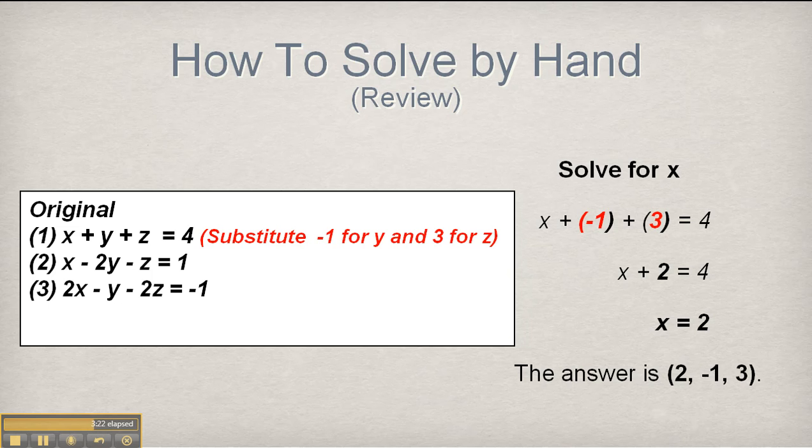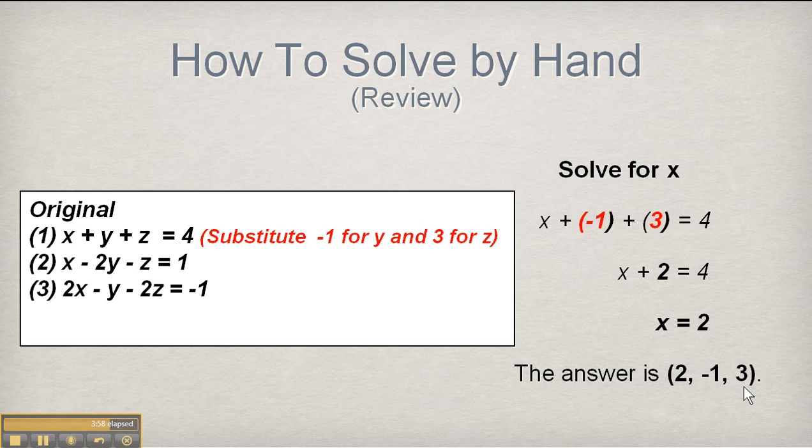Okay, now we have that z is 3 and y is -1, so we're going back to the original equations, and I just use equation 1. It does not matter which one. You can use 1, 2, or 3. We're going to put a -1 in for y and a 3 in for z. When we add those together, 3 and -1, it gives us 2. Now we'll subtract 2 from both sides to get x equals 2. And now we have our result. Our answer is x equals 2, y equals -1, and z equals 3.